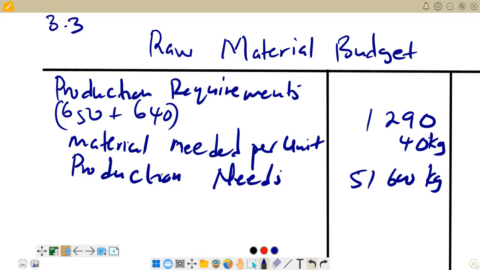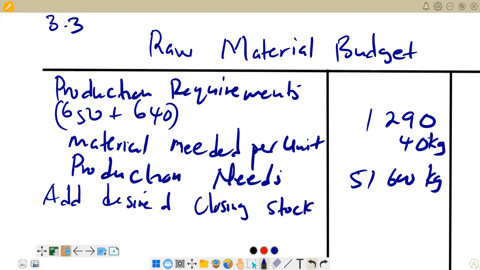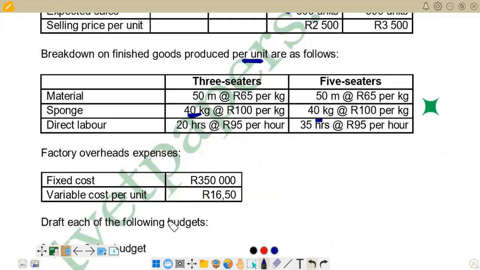So it's just the same or a similar formula to the one we used before for the production budget. So here, after getting the production needs, now we add desired closing stock. So we can go back to the question to see what we have in terms of that closing stock of material.